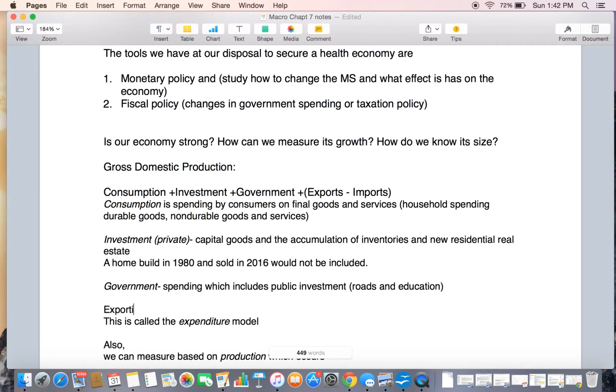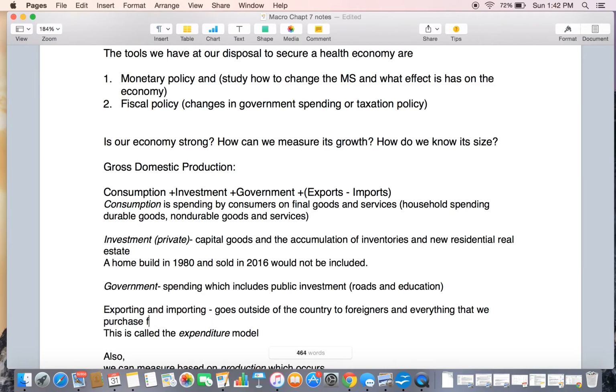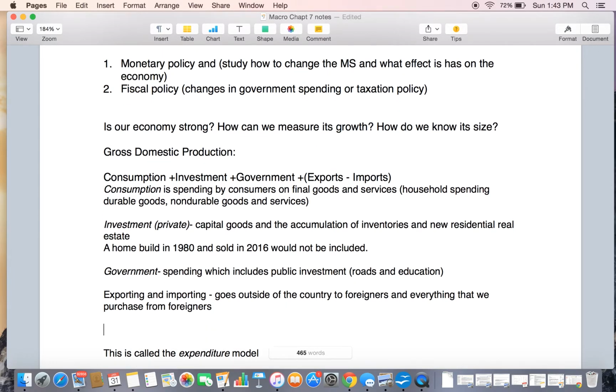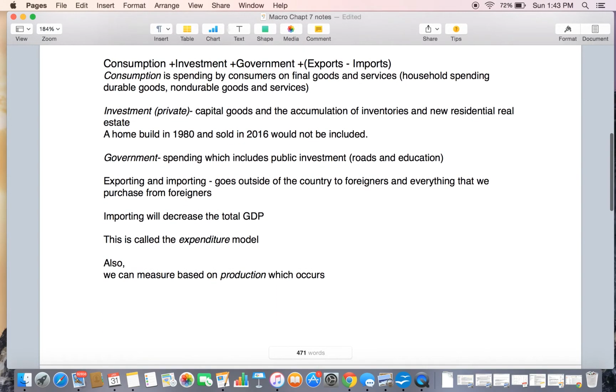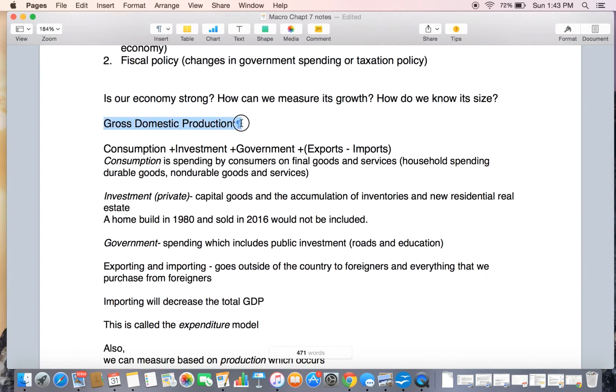And lastly, we have exporting and importing. So from an expenditures perspective, the total value of everything that goes outside of the country to foreigners, and everything that we purchase from foreigners. Notice that any importing that we do, importing will decrease the total GDP. Okay. So our expenditure model of gross domestic production is probably going to be the most straightforward approach.